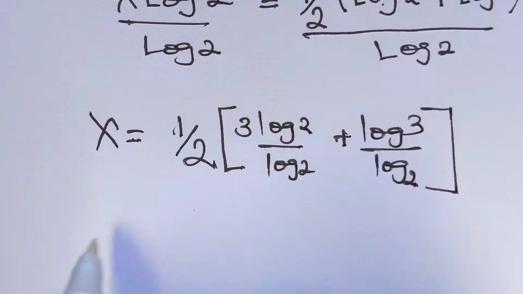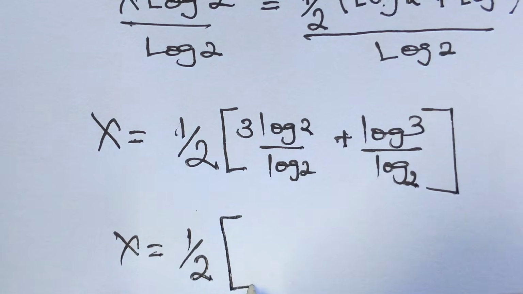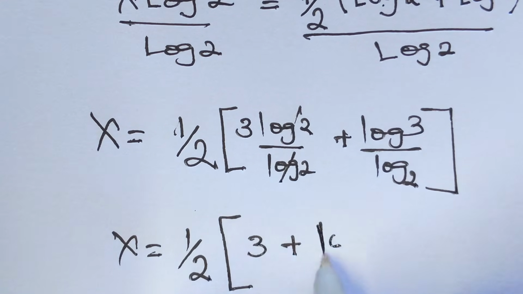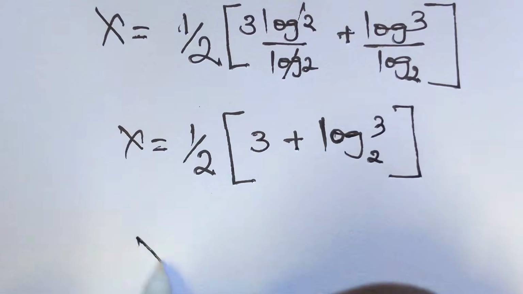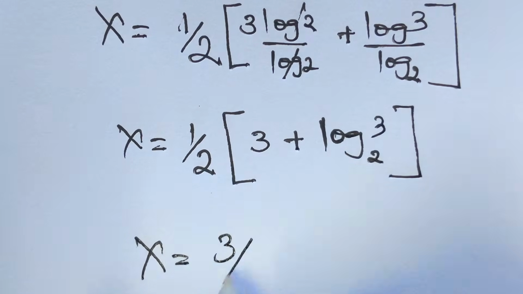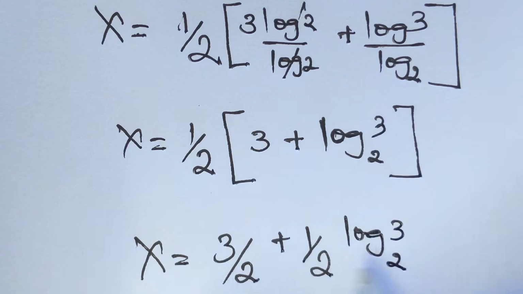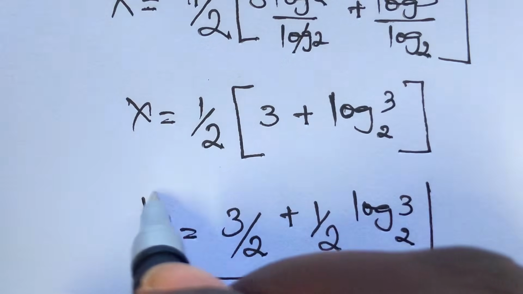Then x is equal to 1 over 2, open bracket, 3 plus logarithm of 3 to the base 2, close bracket. And of course the final answer, x, will be 3 over 2 plus 1 over 2 logarithm of 3 to the base 2 as the final solution.